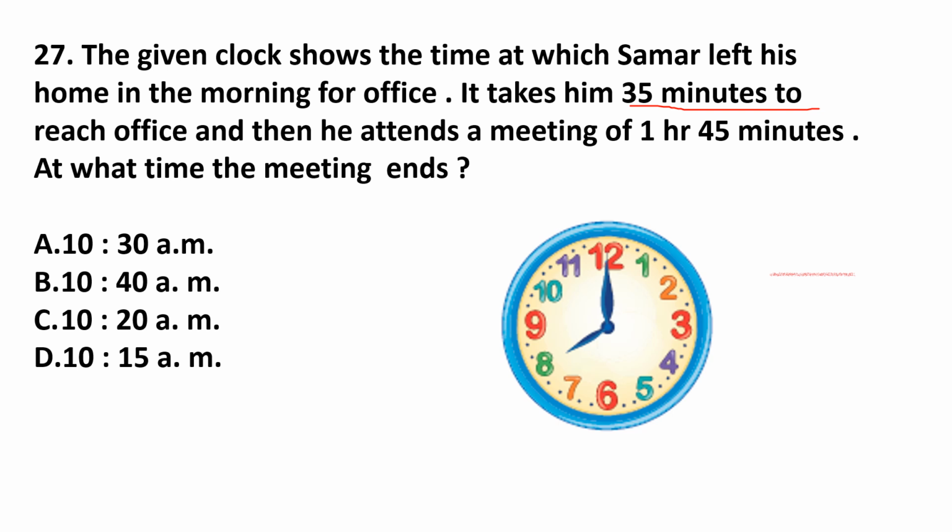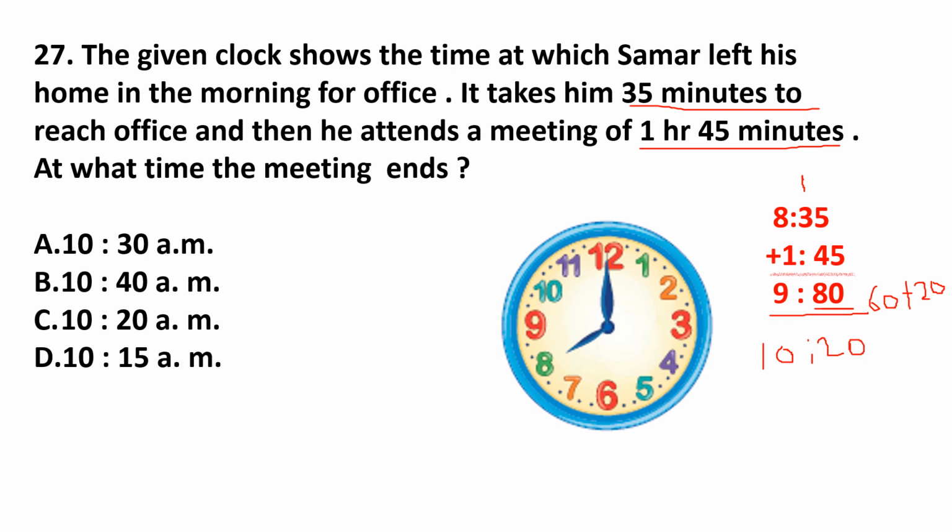And then he attends a meeting of 1 hour 45 minutes. So, 8:35 plus 1 hour 45 minutes is 5 plus 5 is 10, carry over 1, 3 plus 1 is 4, plus 4 is 8. The time is 9:80. But 80 is 60 plus 20 and 60 minutes is 1 hour. We will add this 1 hour to 9 o'clock. The time is 10:20, because 20 minutes are left. Answer is 10:20. Option C.